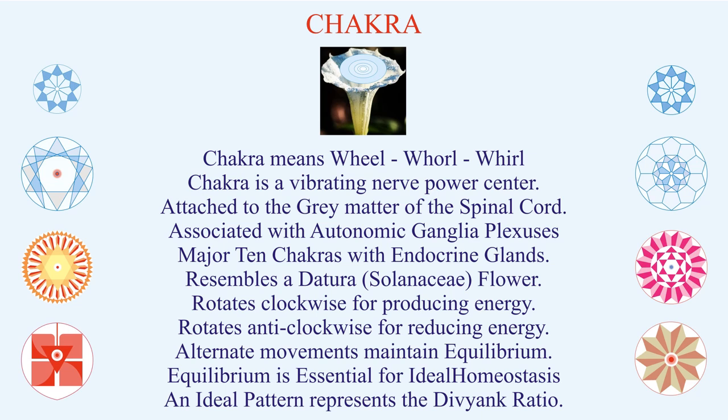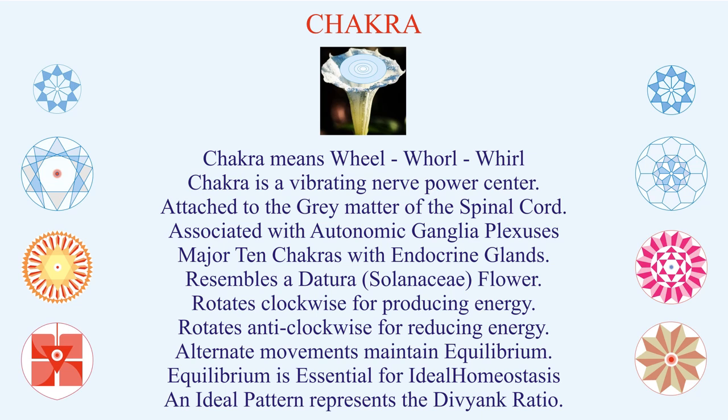This clockwise and anti-clockwise movement is going on all the time alternately to make sure that we are perfectly in equilibrium. Alternate movement leads to equilibrium or homeostasis. Equilibrium is essential for ideal homeostasis. An ideal pattern represents Divyank.